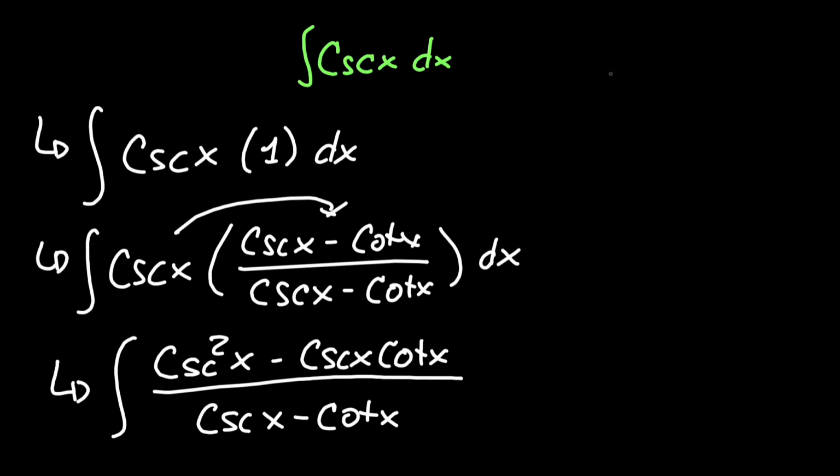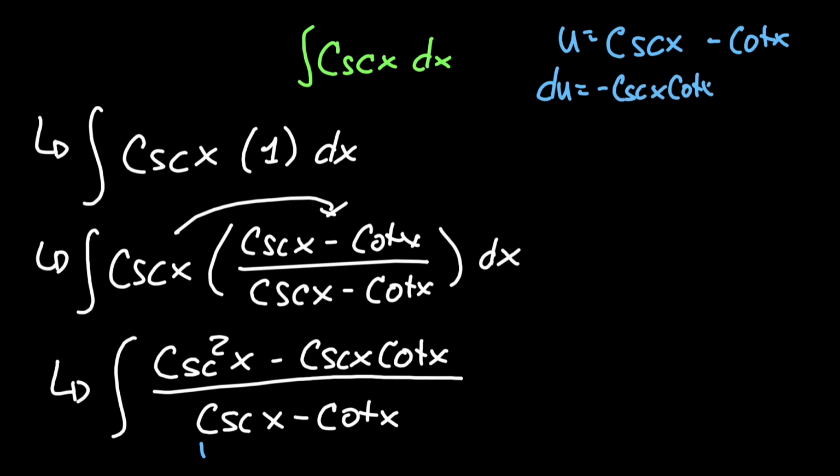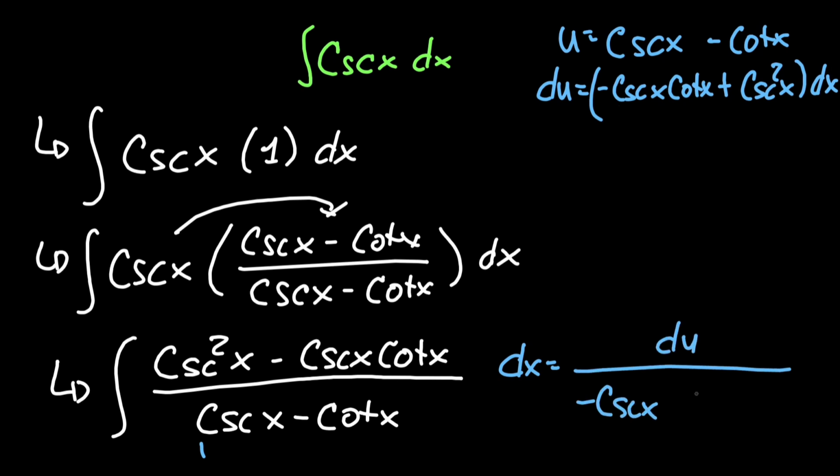And so let u here be this value right here, which would be cosec x minus cotangent of x. The derivative of cosec x is equal to negative cosec x cotangent of x. And the derivative of cotangent of x would be negative, so this would be positive now, cosecant squared of x. And multiply this value by dx. And so dx right here now would be equal to du over negative cosecant x cotangent of x plus cosecant squared of x.